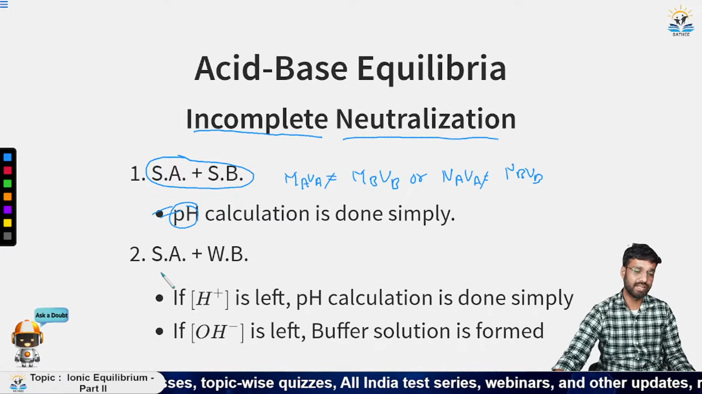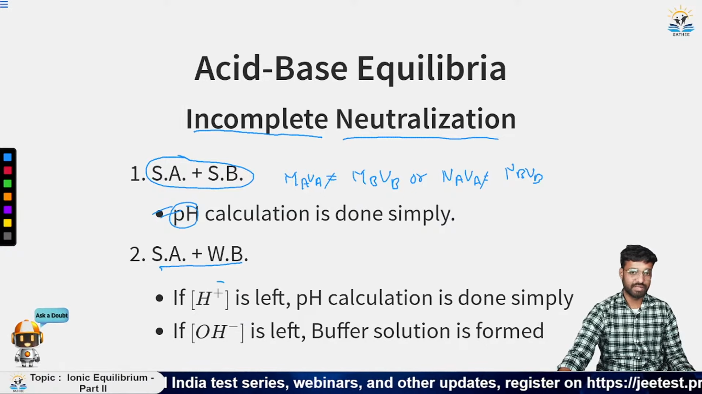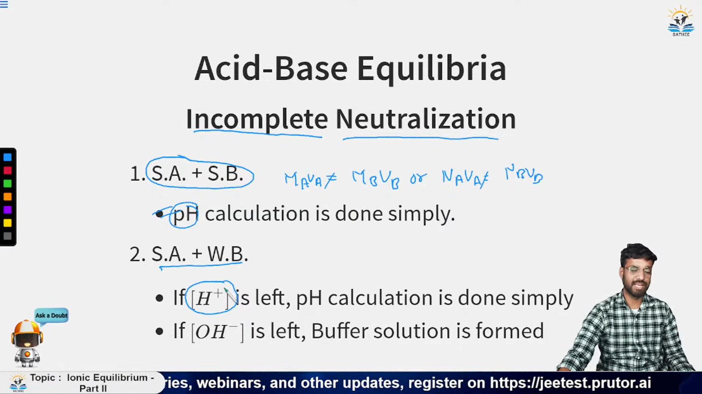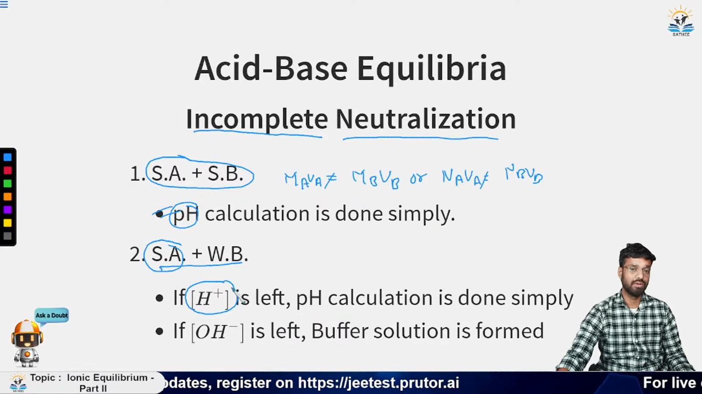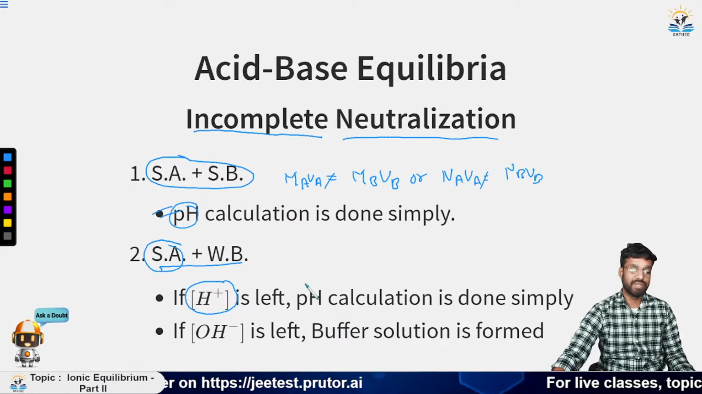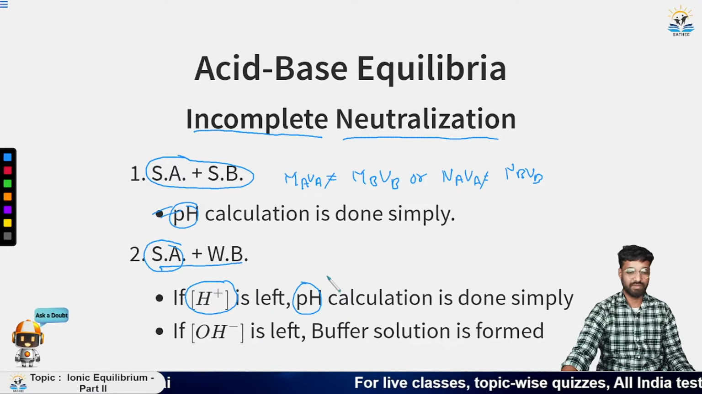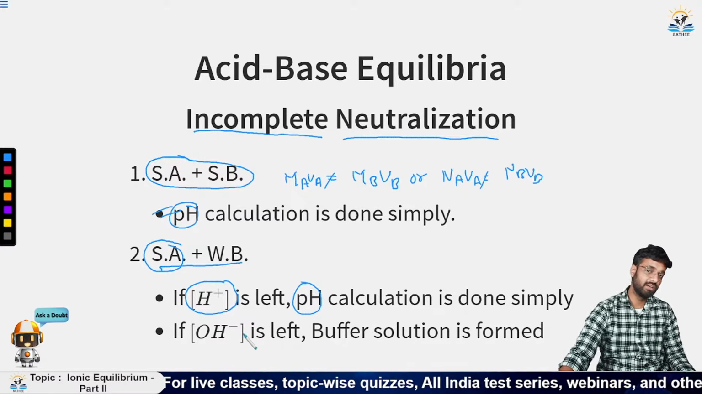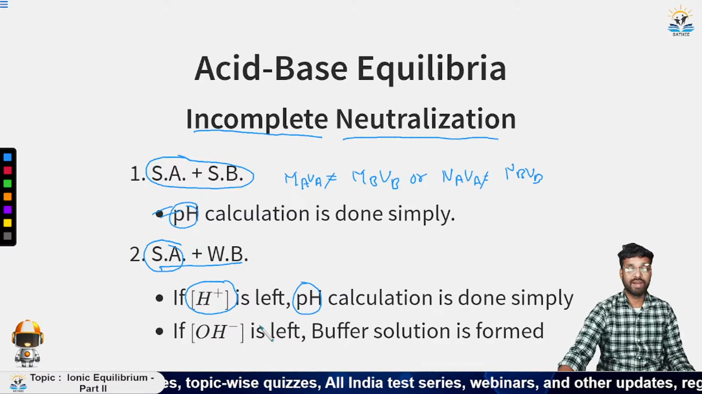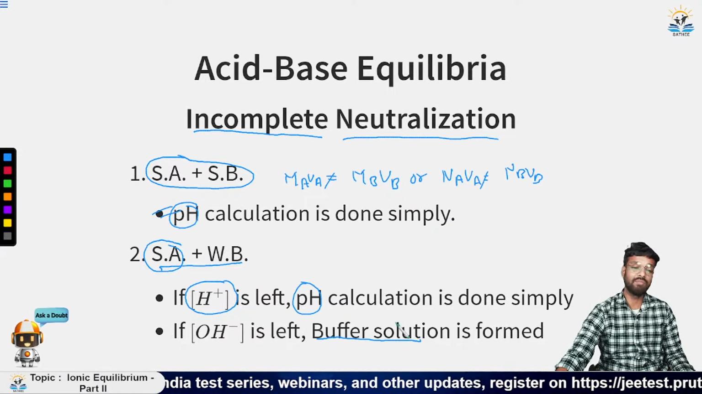Now suppose we are getting a strong acid and a weak base. If H+ is left, by which I mean that the H+ concentration is more, that is, the strong acid concentration is more, in that case simple pH calculation is done. In that case also, we take the minus logarithm of the extra H+ concentration and get our pH. But if we have extra OH-, then a buffer solution will form. So here comes the idea of buffer.